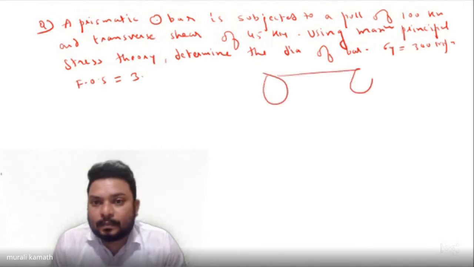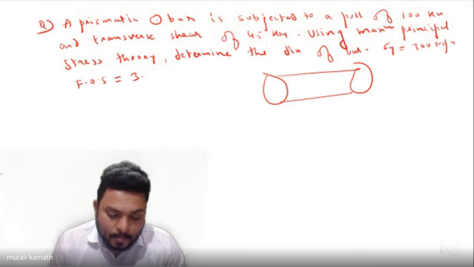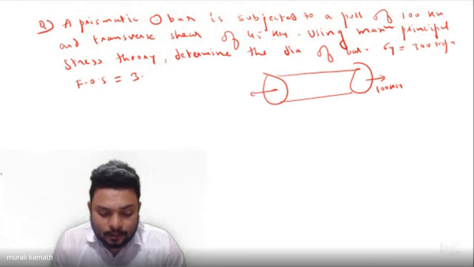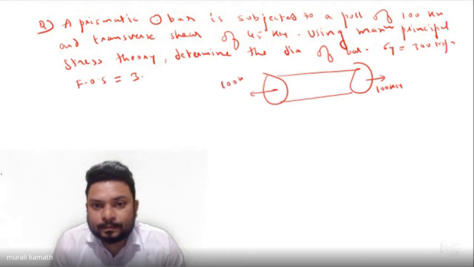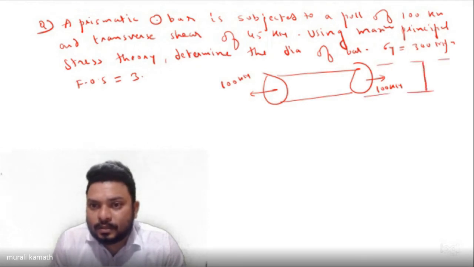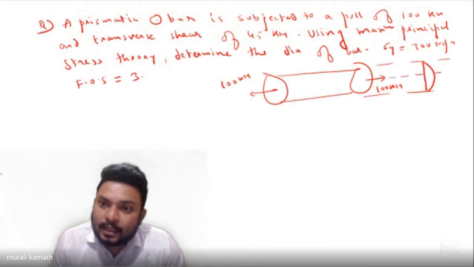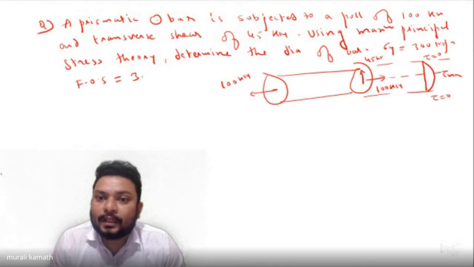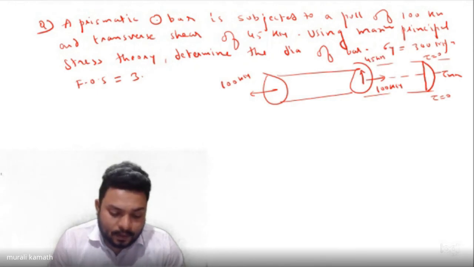This bar is given to you, and over here 100 kilonewton. If you are going to draw the stress diagram, it will be like this, right? At the center there will be your tau max. Here tau will be equal to 0. This side also tau will be equal to 0, and on this side your transverse force is going to act, that is 45 kilonewton.